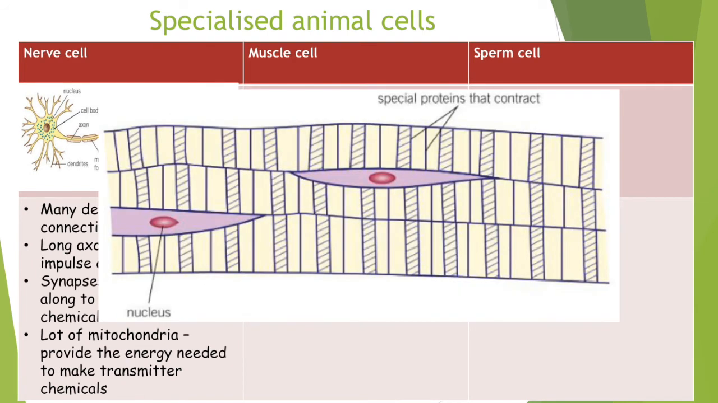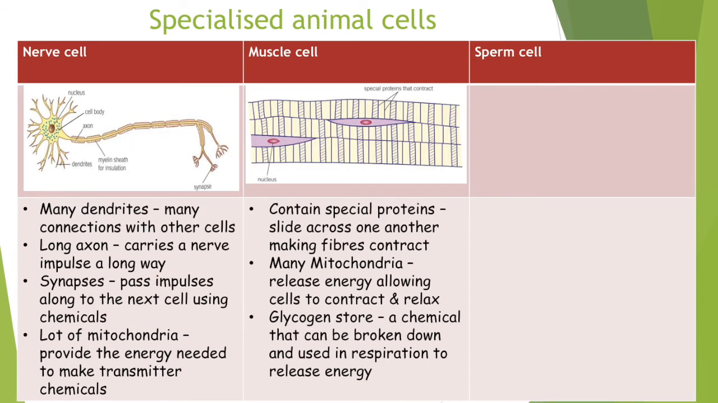Next, we will look at muscle cells. The role of a muscle cell is to relax and contract to enable movement in animals. Striated muscles have the following adaptations. Firstly, they contain special proteins that slide over one another, allowing the fibres to contract.